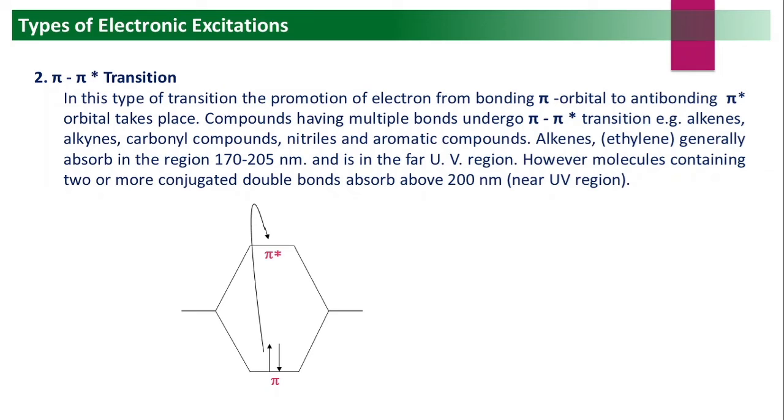Alkenes, ethylene, generally absorb in the region 170 to 205 nanometer, and it is the far UV region. However, molecules containing two or more conjugated double bonds absorb above 200 nanometer, that is near UV. So if only an isolated double bond is there, it absorbs below 205 nanometer. But if you increase the conjugation, if you increase the double bonds present in the conjugation, then it absorbs above 200 nanometer, going into the near UV as well as the visible region. That's why the spectroscopy is called UV-visible spectrophotometry.